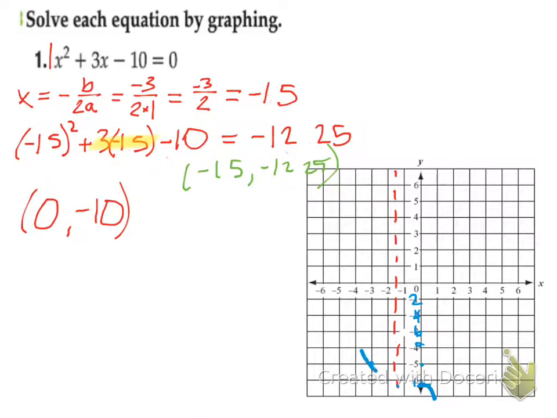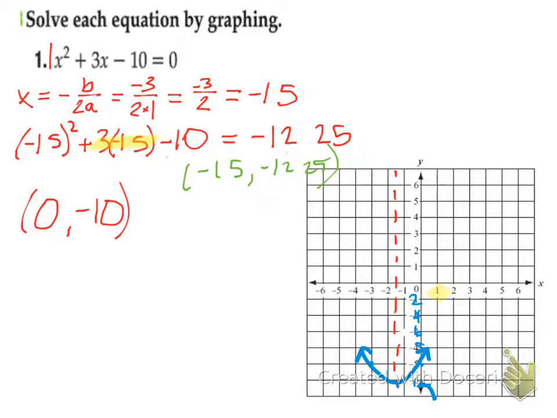All right, so far we're getting a parabola that kind of looks like this. Now let's go back to our goal. Our goal is to find the x-intercepts. So I need another point. So I could plug in 1 and see what happens. So that could be my one more point, and I'm going to hope that that will cross. So let's plug in 1.